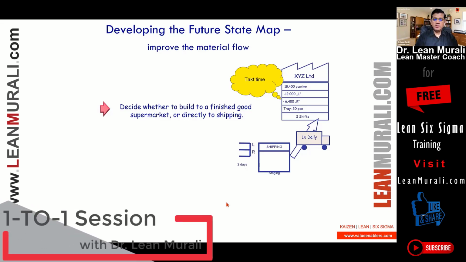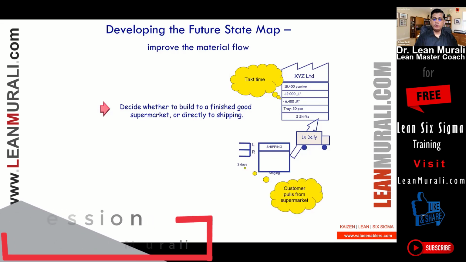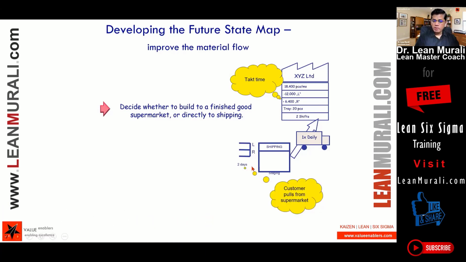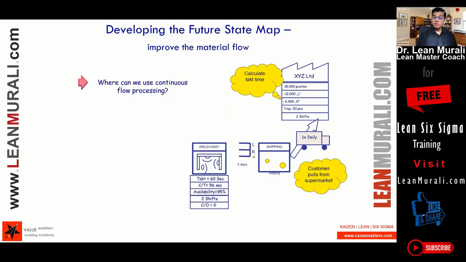customer. And then how will we start building the future state? So the customer pulls from the supermarket. Whenever a customer order comes, I have the supermarket, like you go to the mall, right? In the mall, some products are there. I take it and give it. Similarly, my production will produce and put it in the supermarket. Okay, how much should the supermarket size be?